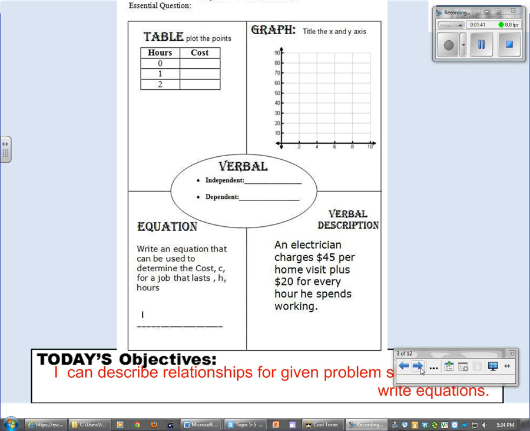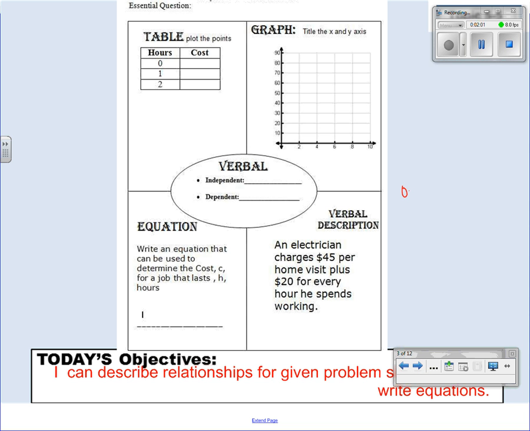The verbal description says an electrician charges $45 per home visit plus $20 for every hour he spends working. So we must come up with an equation in order to match that description. When we write our equations, remember we are looking for our output equals our beginning, and then are we going at a positive constant rate of change or a negative rate of change? Is it changing in a positive direction or a negative direction? And that is going to be multiplied by the input.